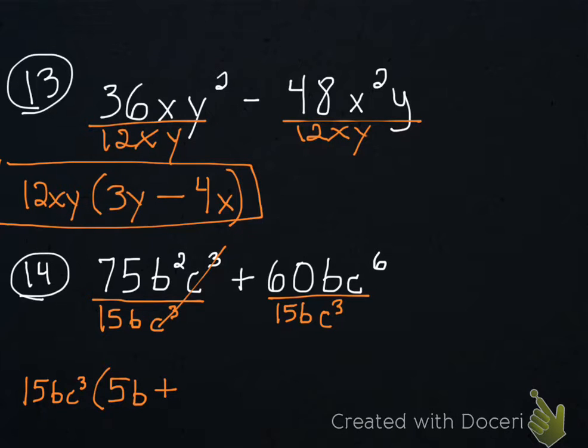60 divided by 15 is 4. B and B cancel. Had 6 c's, took 3 away, I still have 3. So my answer is 15bc cubed times 5b plus 4c cubed.